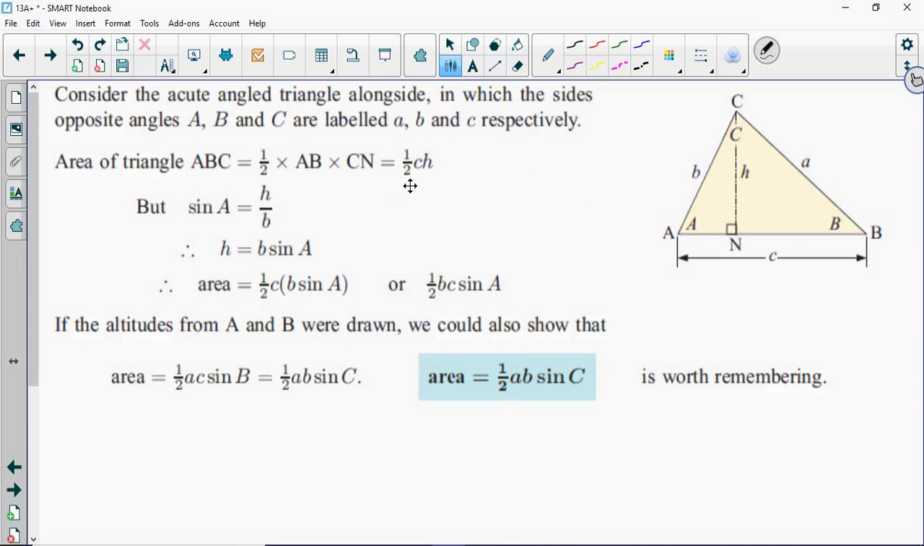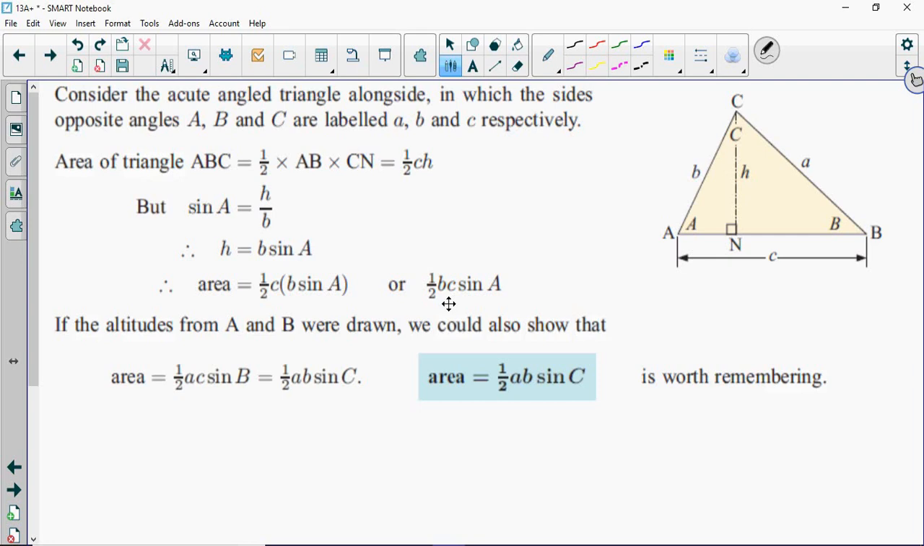But if we consider this right triangle here, ACN, then we know that the sine of angle A must be equal to h divided by b, which means that we can rewrite this equation as h equals b times sine of A. And we can then put that back into this equation here, and we get 1/2 times c times b times sine of A. And then we just rewrite that here as 1/2 bc sine of A, just to, I don't know, keep b and c in alphabetical order.